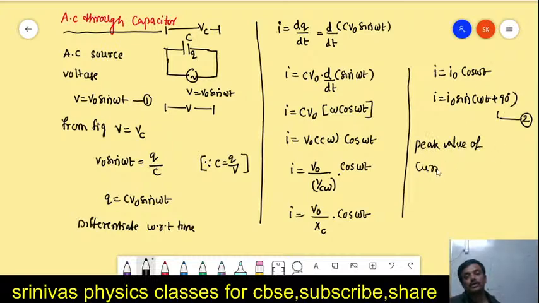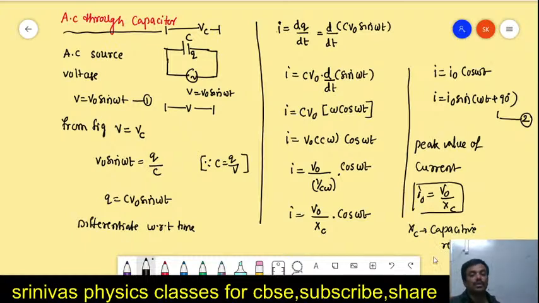Peak value of current. Peak value of current is I naught. I naught is equal to V naught by XC. And here XC is the capacitive reactance. Capacitive reactance means resistance offered by the capacitor for the flow of AC.